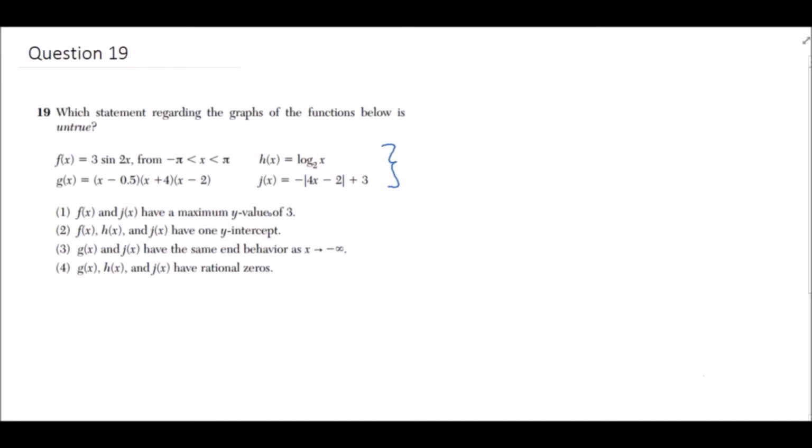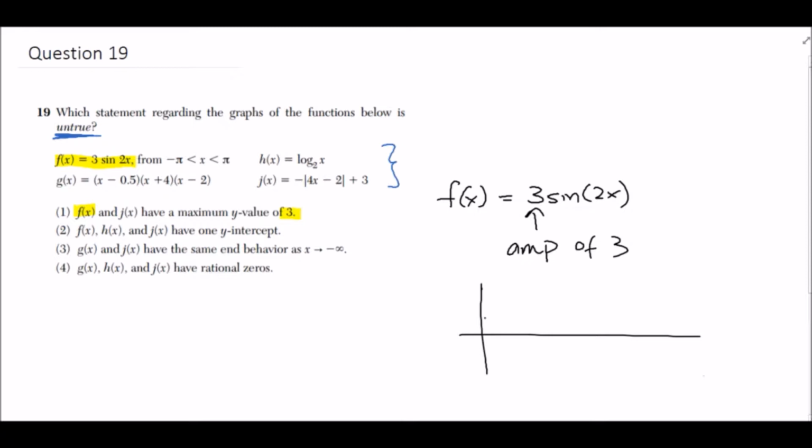Well, let's start off with choice number one. We're looking for the one that is untrue. So we have f of x and j of x have a maximum value of 3. F of x has a maximum y value of 3. Let's determine that first. Well, we should know that f of x is 3 sine of 2x, which has an amplitude of 3. So what that means is we're going to go from 0 to 3. I'm not that concerned about the frequency there because that's not going to affect our maximum value.